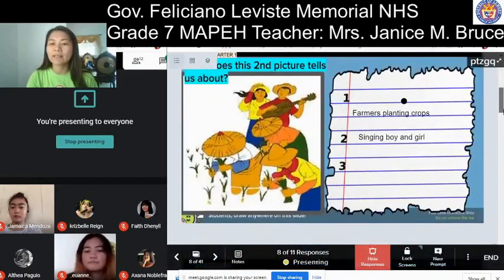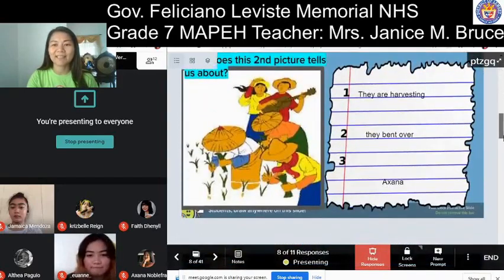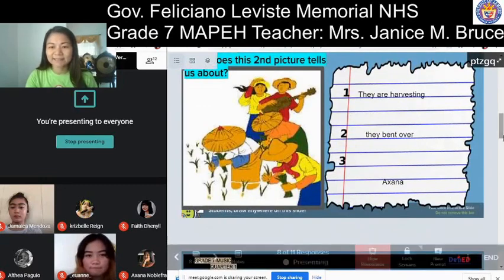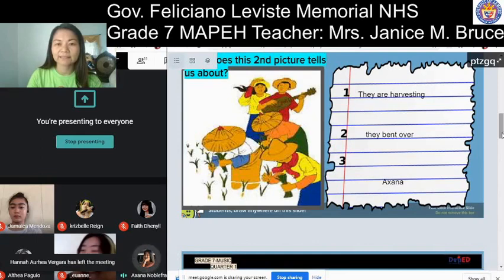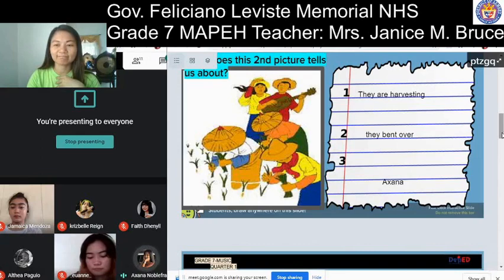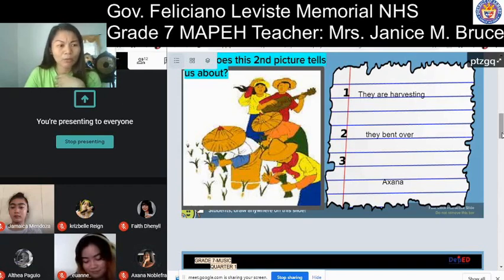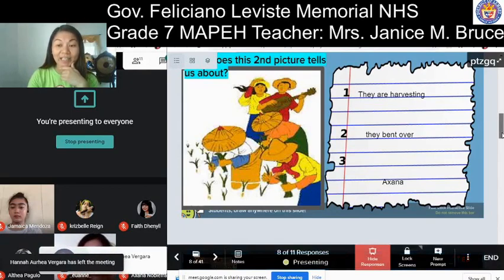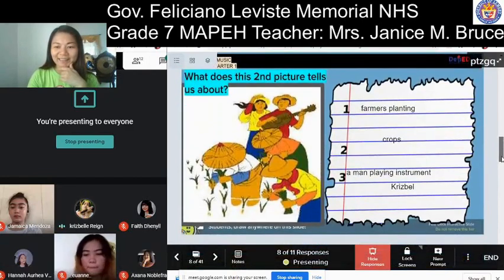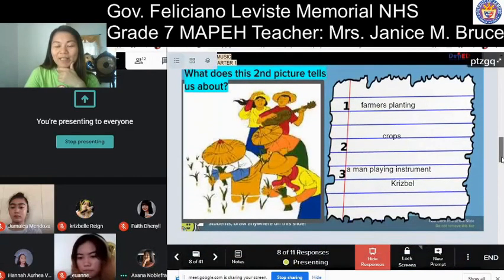Next would be, okay, no name. Aksana. Okay, Aksana, read your answer. The second picture shows us they are harvesting and they bend over. Okay, they were bending over because of the work that they do. Okay, because what is that work? Okay, because they are planting. Planting. Okay.